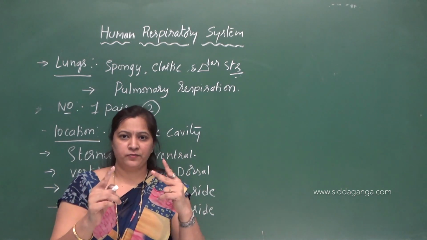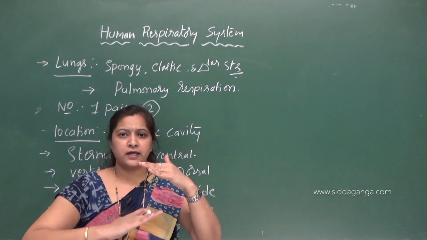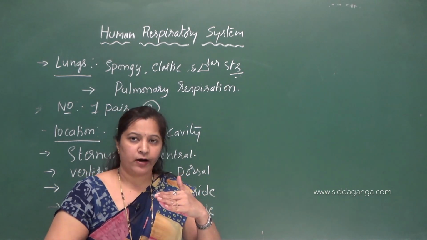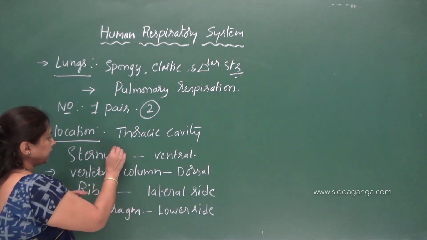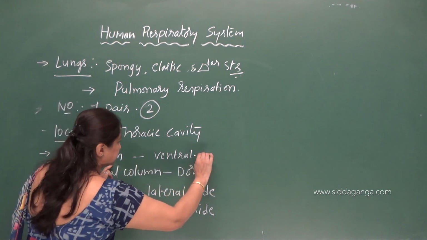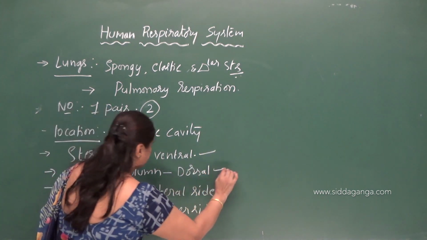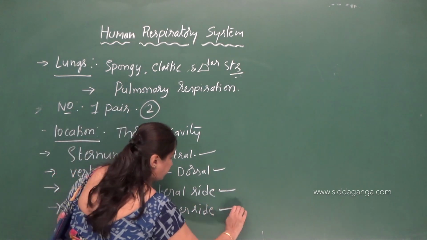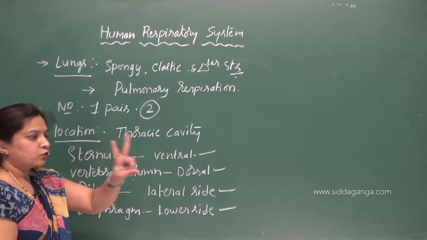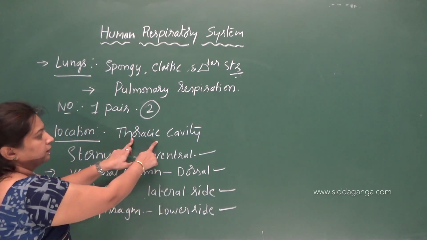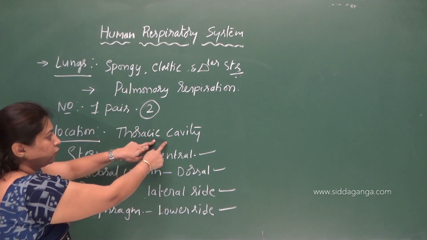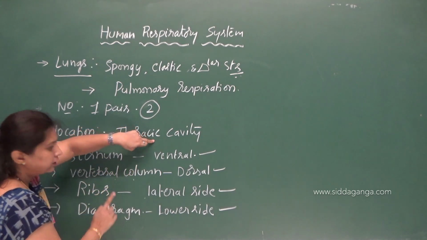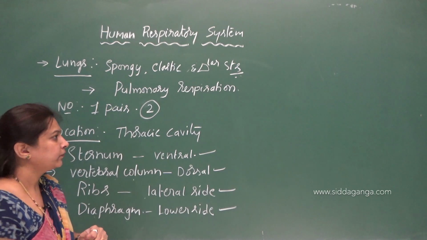On the lateral side the thoracic cavity is formed by ribs. There are 12 pairs of ribs present. And on the lower side the thoracic cavity is covered by diaphragm. So thoracic cavity is formed by sternum on ventral side, vertebral column on dorsal side, ribs on lateral side, diaphragm on lower side. The two lungs are well protected in this thoracic cavity formed by sternum, vertebral column, ribs and diaphragm. Okay.